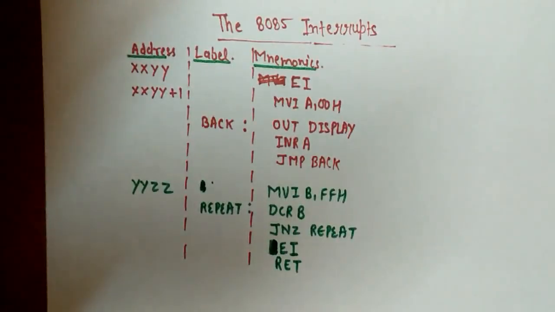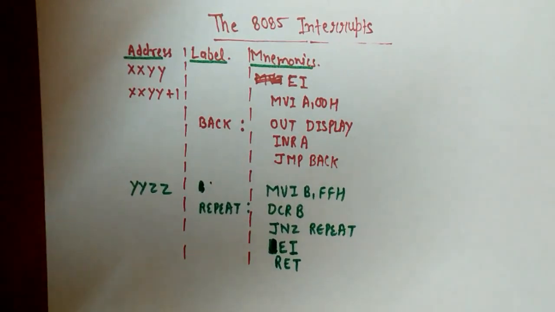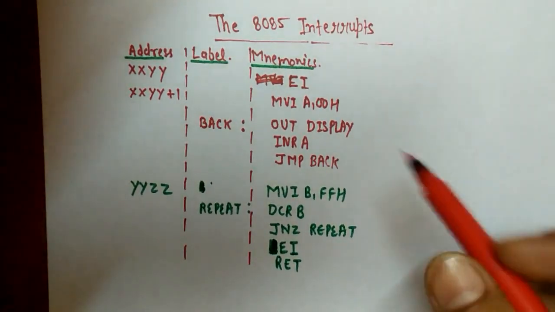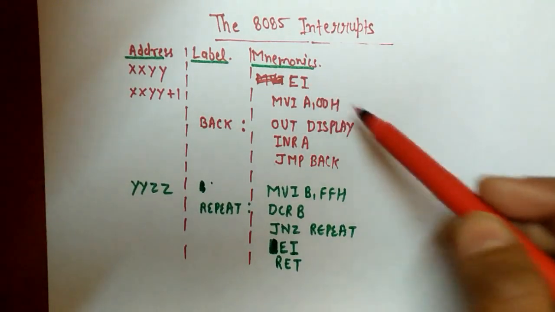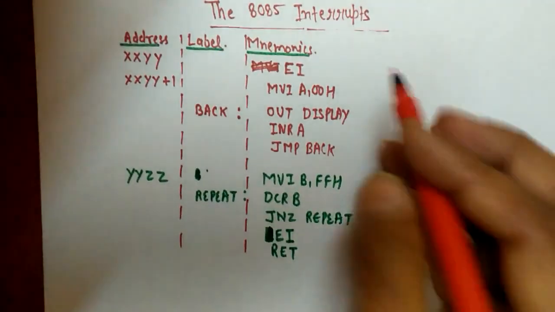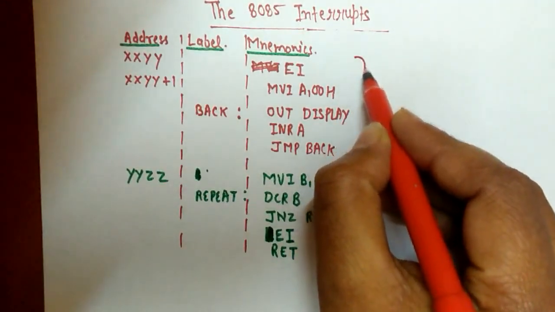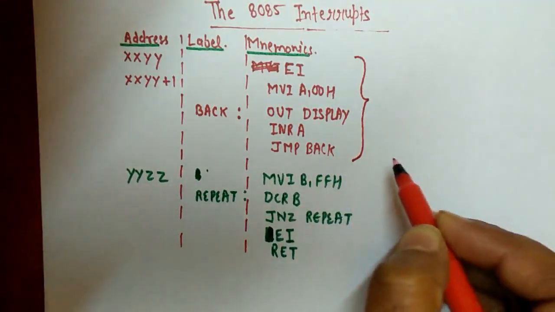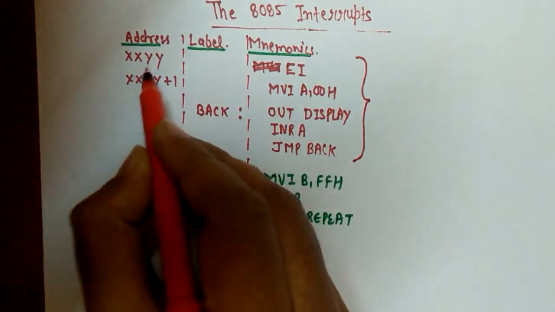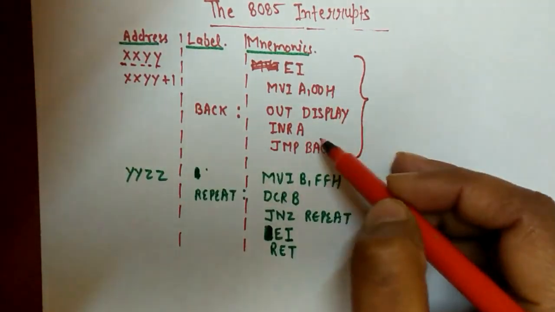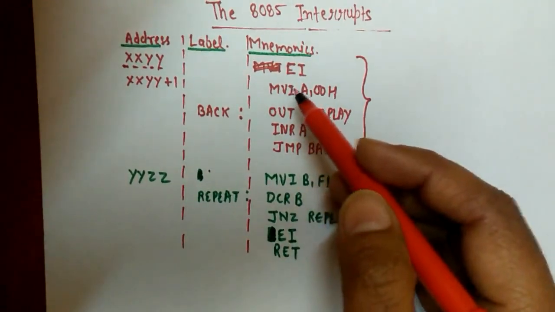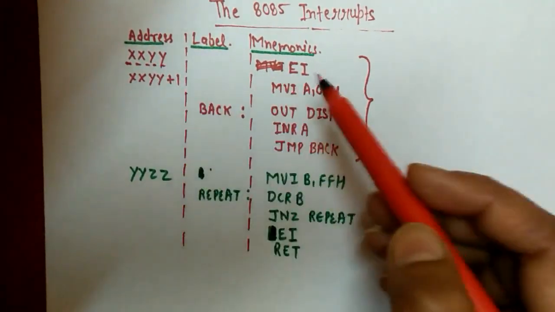Hello friends, in today's video I am going to discuss 8085 interrupts. For that I have written certain instructions here. These instructions are written at address XXYY and onwards. Here only two addresses are shown.